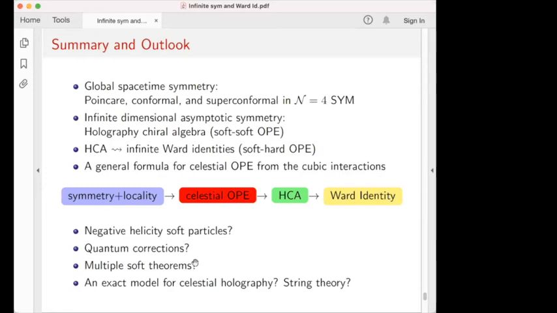And also, how about the multiple soft theorems? Do we have a similar picture? And finally, maybe the most important question for celestial holography is, can we find an exact model for celestial holography? For example, can we realize celestial holography in string theory? So with this question, I will stop here.